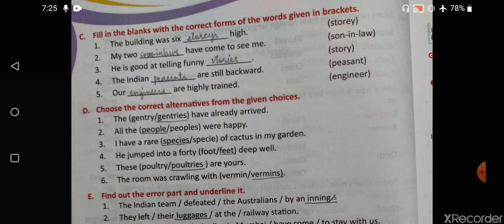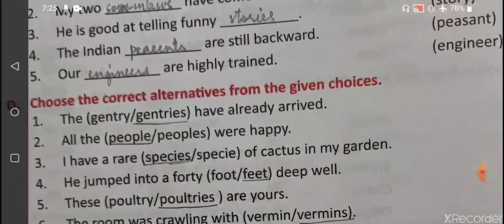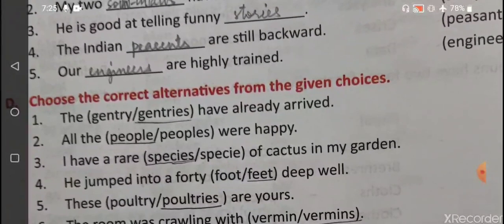Our engineers are highly trained. Coming on to the next one, choose the correct alternatives from the given choices. The gantry or gantries have already arrived. So the gantries, because here the helping verb is have, which is used with only plural subject. All the people were happy. There is no such word called peoples, so here we will use people.